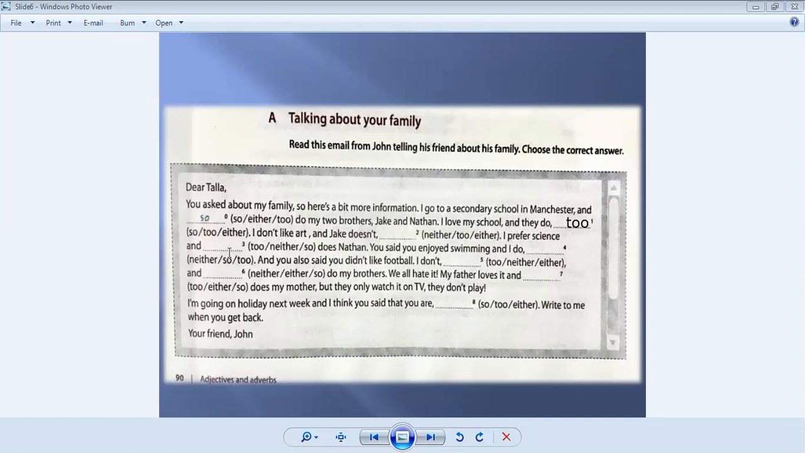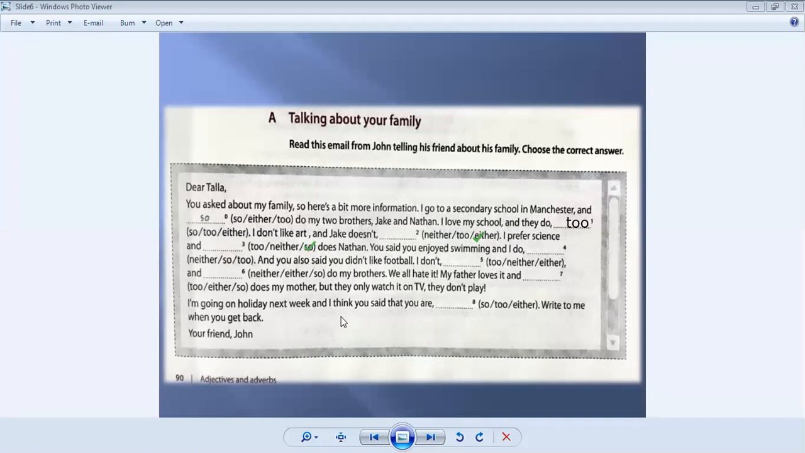So instead, they do too. And I don't like art, and Jack doesn't either. We're going to choose either. I prefer science and so does Nathan. Neither, too, so: I prefer science and so does Nathan.